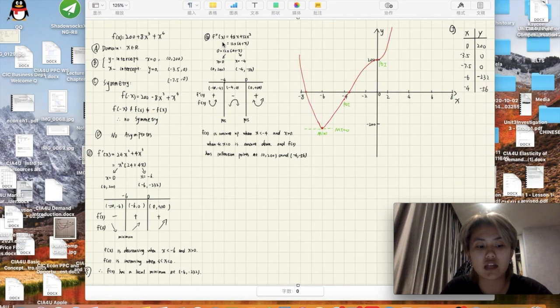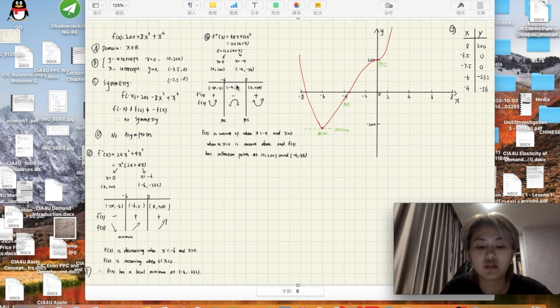Next step, take the second derivative, so we get f''(x) equal to 48x + 12x^2. We can also pick out common factors, which is 12x, so we get 12x(4 + x). We make the function equal to 0, and we get the x values equal to 0 and negative 4. So we get inflection points (0, 200) and (-4, -56).